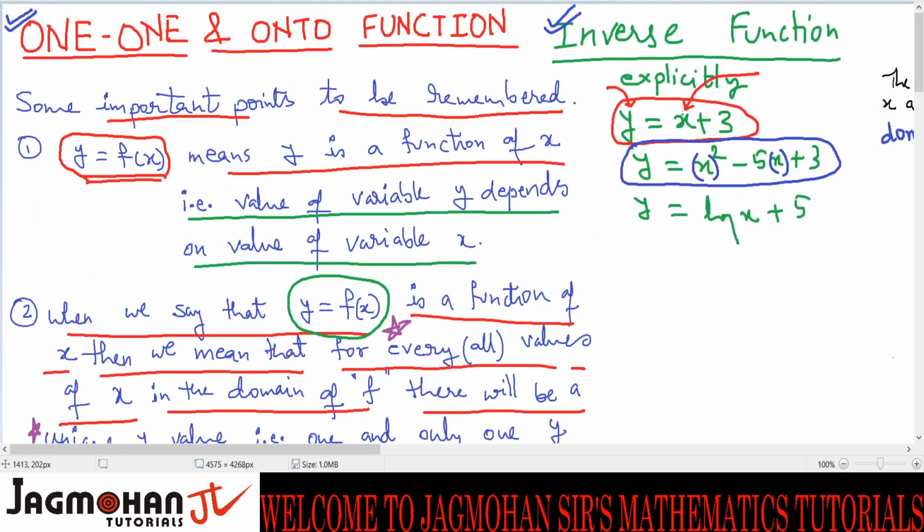Now see, when you say y equals x plus 3, there is a rule between x and y. And what is that underlying rule? The rule here is every y value will be 3 more than the x value.